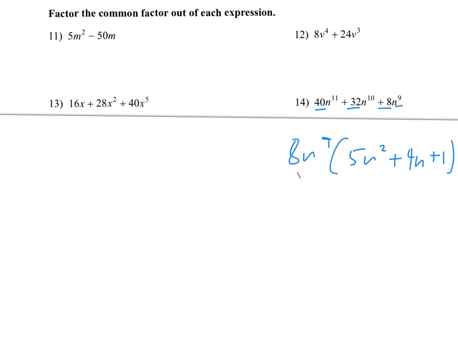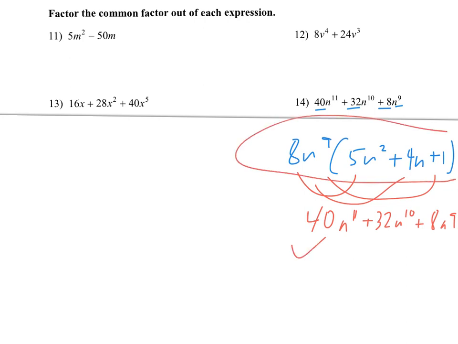So then if you double check this, you can go ahead and multiply it back in, just to check your work. And so I got 40n to the 11th, 32n to the 10th. And then this one is needed to give us that 8n to the 9th. So that does check out, and that means that this is actually my answer.